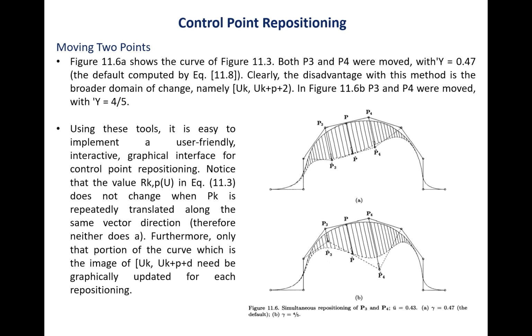Now coming to moving 2 points at a time. In figure 11.6, if we observe, both P3 and P4 are moved, and clearly the disadvantage with this method is a broader domain of change, and part B of the figure shows the moving of P3 and P4. So using these tools, it is easy to implement a user-friendly interactive graphic interface for control point repositioning. Furthermore, only that portion of the curve which is in the image is graphically updated for each repositioning.